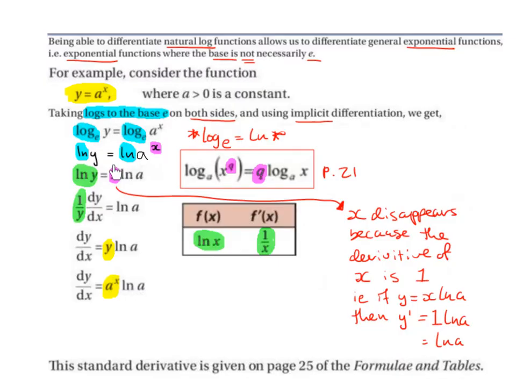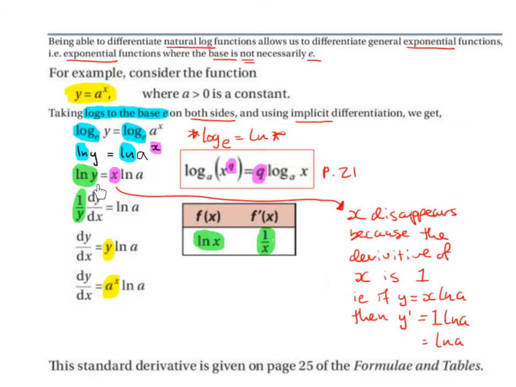Now this x here disappears because the derivative of x is 1, i.e. y equals x ln a, or natural log a. Then y prime, or y dash, equals 1 natural log a, because the derivative of x is 1. And 1 natural log a is just natural log a. So that's how the x disappears down here.